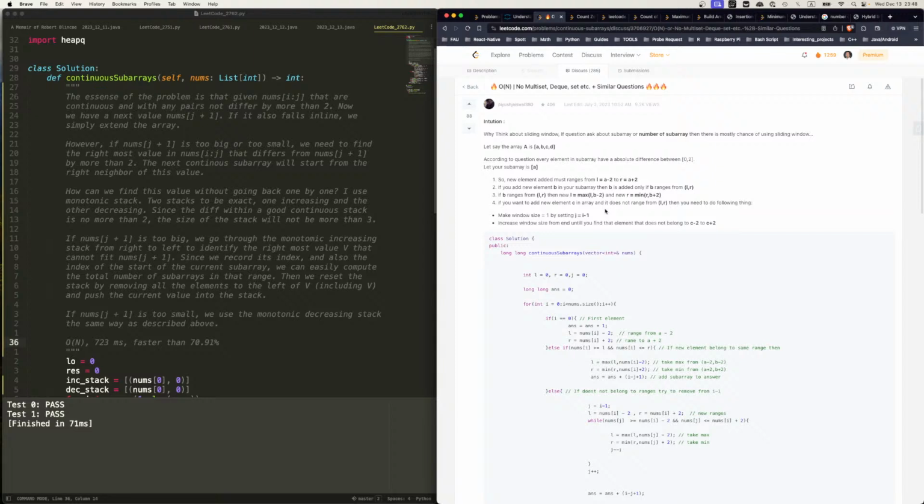If it does not belong to the range, try to remove from I minus 1. See, that is the problem. You try to move from I minus 1. Now this, we can go all the way down. That's not a sliding window.